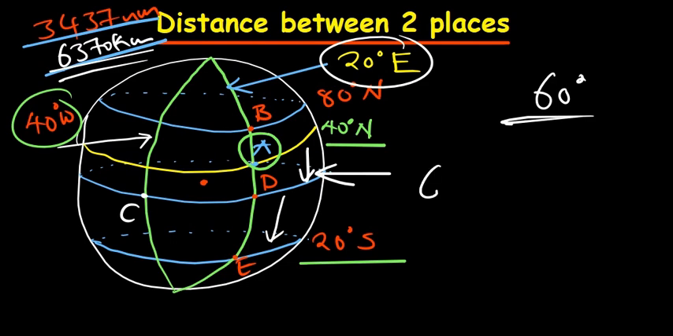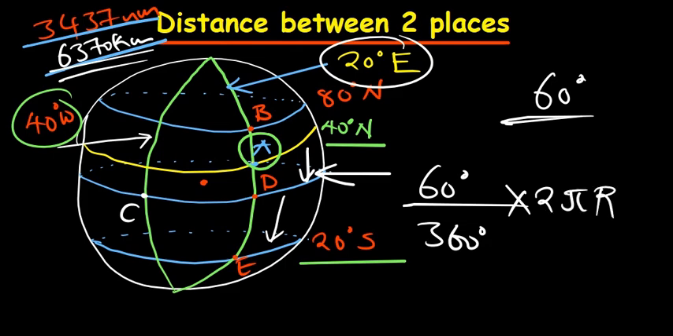Now it would be 60 degrees over 360 degrees multiplied by 2 pi r. Now this is a latitude, so r would be cosine of theta for us to determine accurately the radius of the latitude. Okay, so that's how you can easily determine the distance between the points C and D. Okay, so 40 degrees, and then look at the 20 degrees east there, you'll be able to get the angle that we're actually looking for.